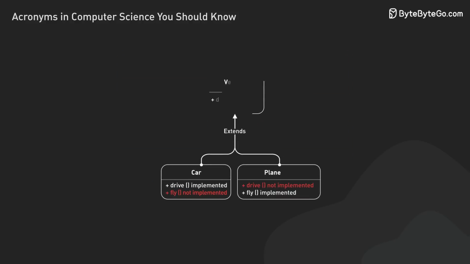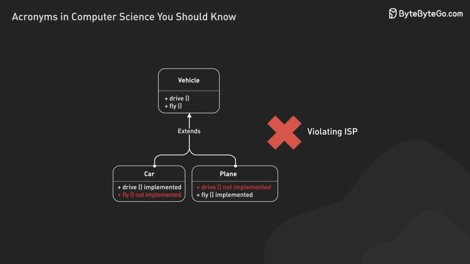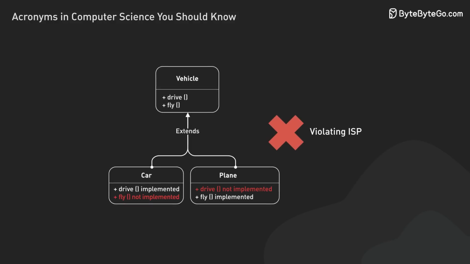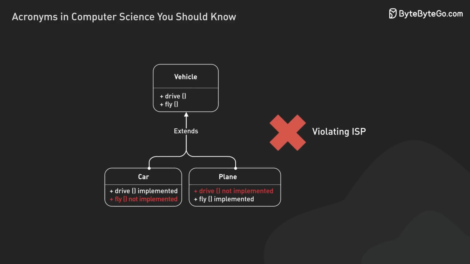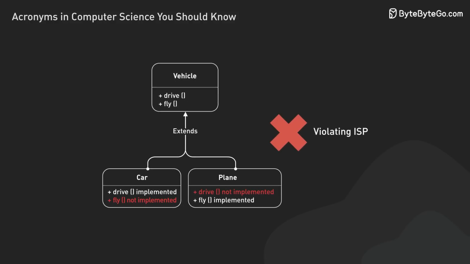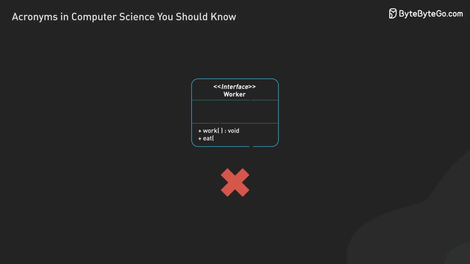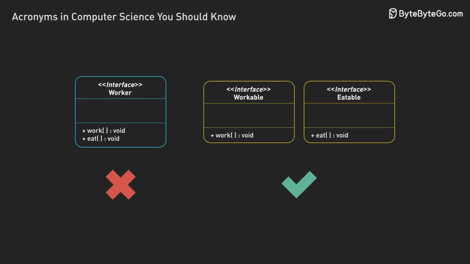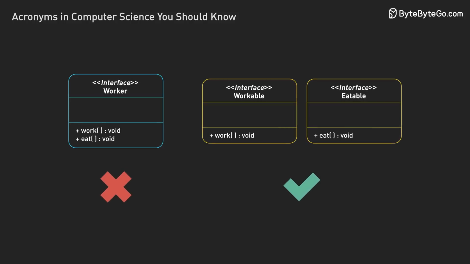The interface segregation principle states that clients should not be forced to depend upon interfaces they do not use. This encourages creating multiple specific interfaces rather than a single general-purpose interface. It prevents a class from being forced to implement interfaces it doesn't use, reducing the side effect of changes in unrelated interfaces. For example, splitting a worker interface into specific ones like workable and eatable ensures that robot workers aren't forced to implement unnecessary eating methods.